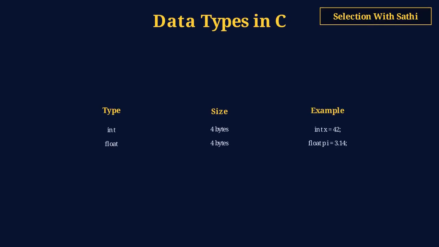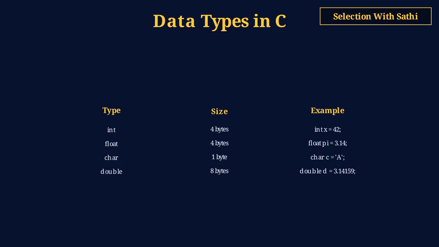C has 4 primary data types. Int stores whole numbers and takes 4 bytes of memory, with a range from -2 to the power 31 to +2 to the power 31-1. Float is for decimal numbers with single precision, also 4 bytes, giving about 6 digits of accuracy.